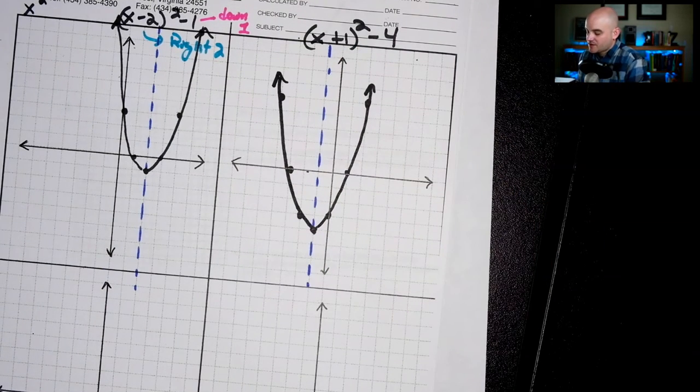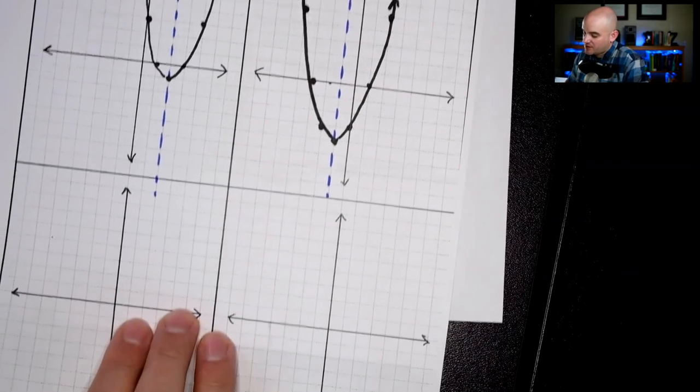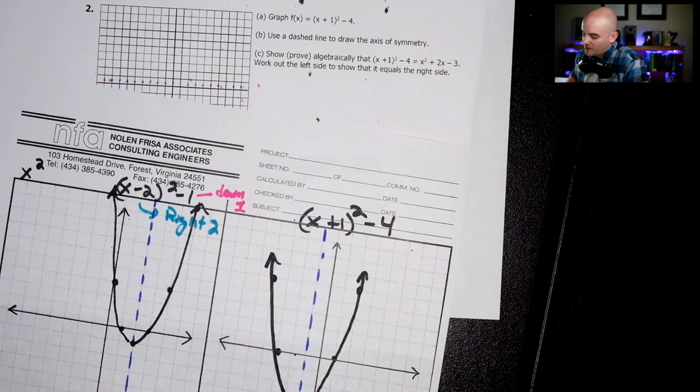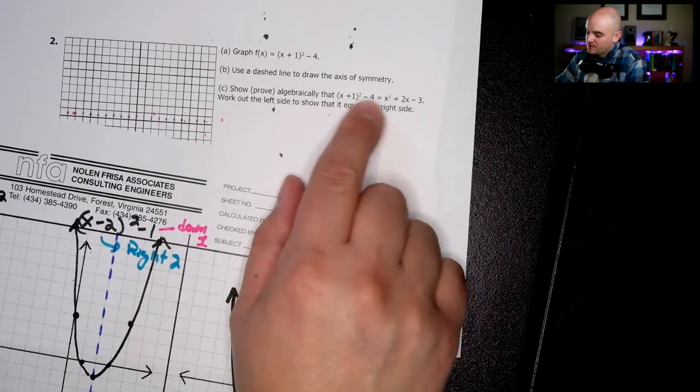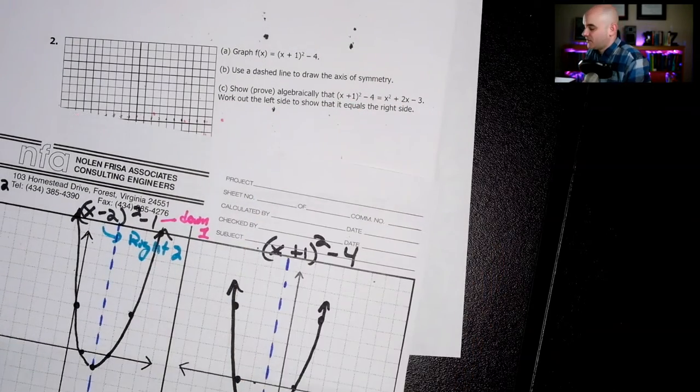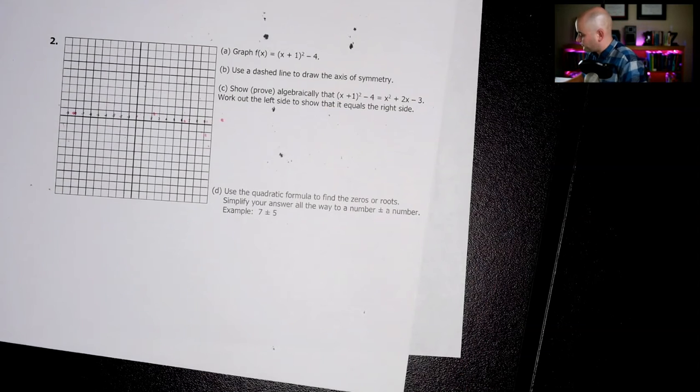All right, so that's our first step. We've got it graphed. The second step says to use a dashed line to show us our axis of symmetry. Got that on there, and now we want to do that whole thing where we prove that this is equal to that right there. So let's go ahead and do that.